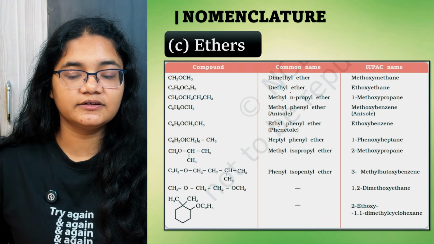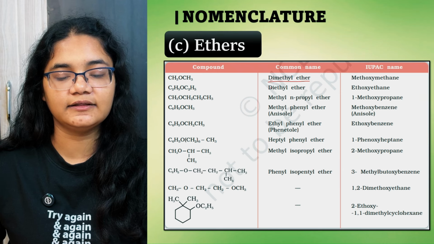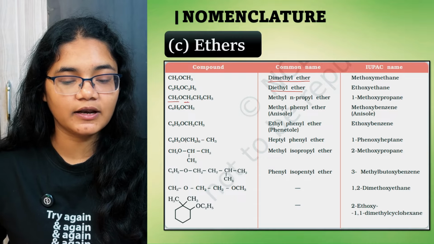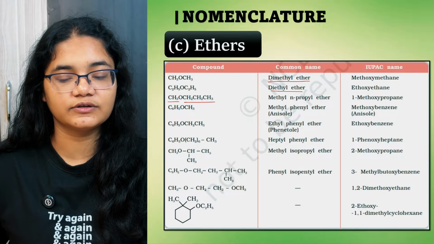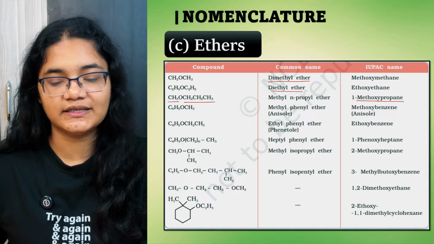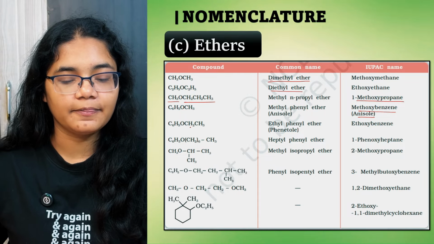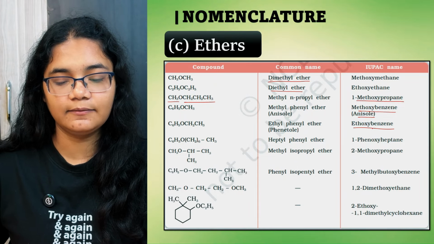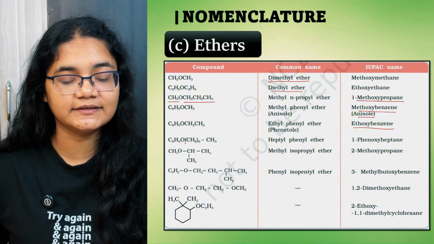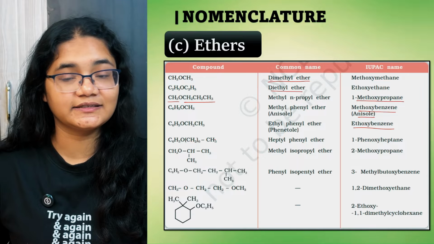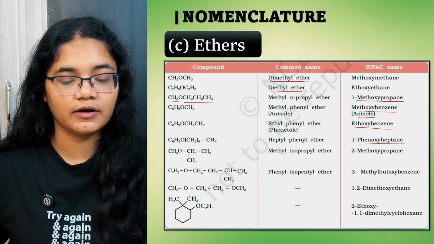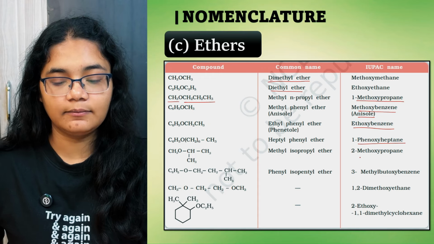Now we have ether structures: dimethyl ether and diethyl ether. Next we have this one and this one, methoxypropane, 1-methoxypropane, and then methoxybenzene or anisole. Then we have ethoxybenzene. Next, this is 6 carbons and this is 7 carbons, so I have phenoxyheptane. Next we have 1,2-methoxypropane.